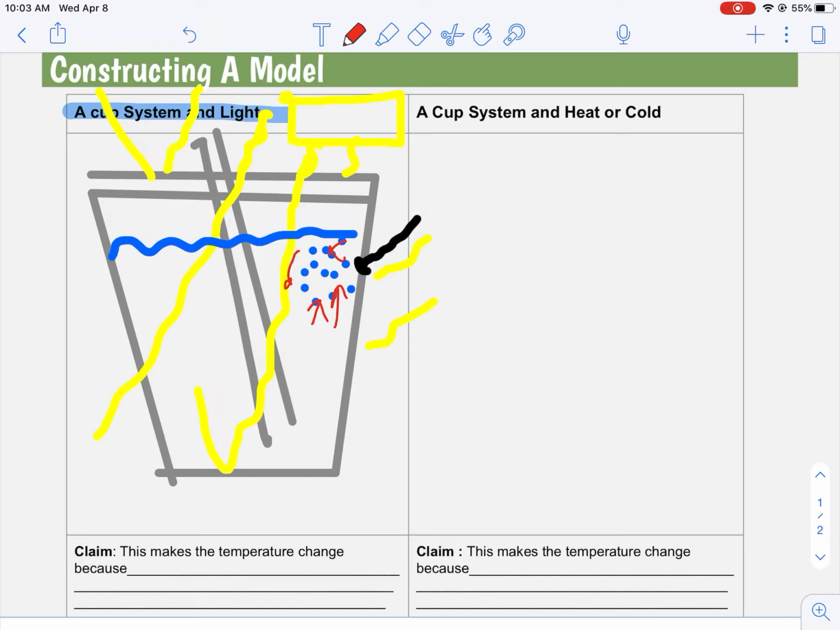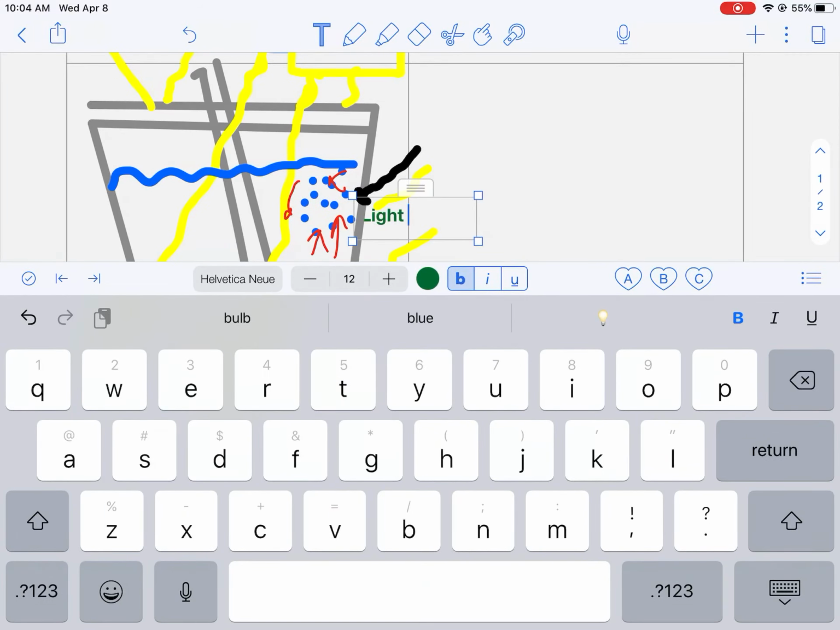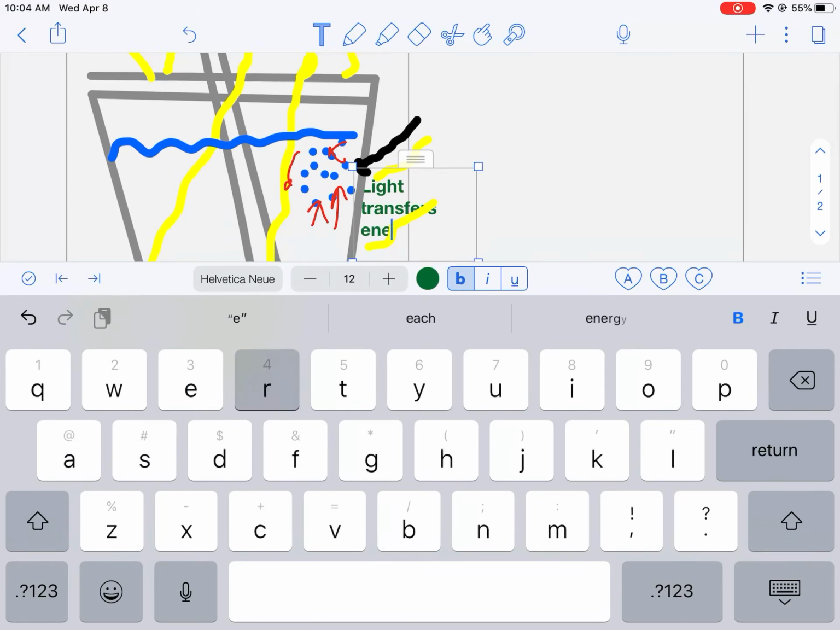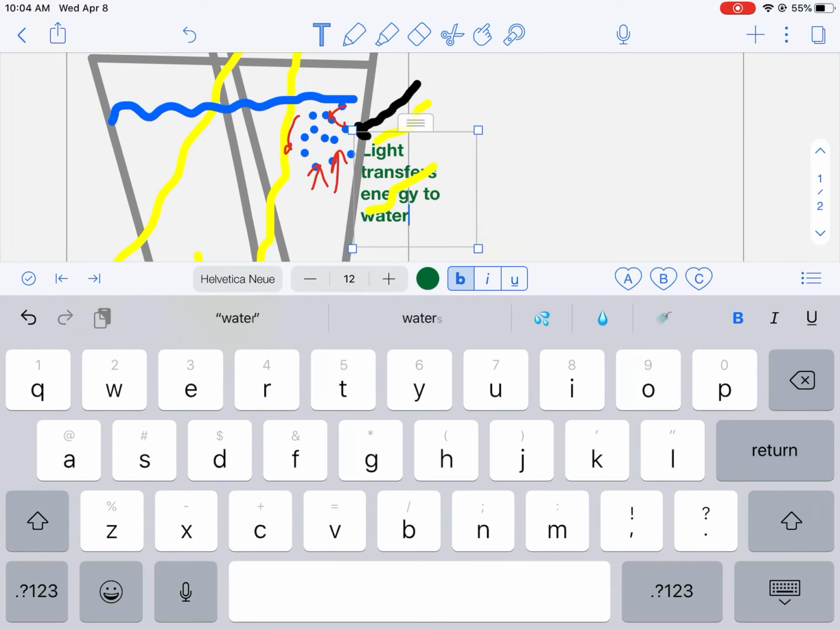And you can include labels, like you can type in here, you can say light transfers energy to water molecules.